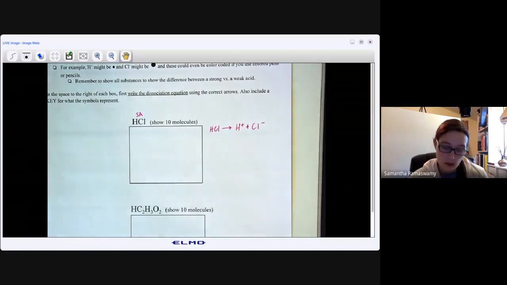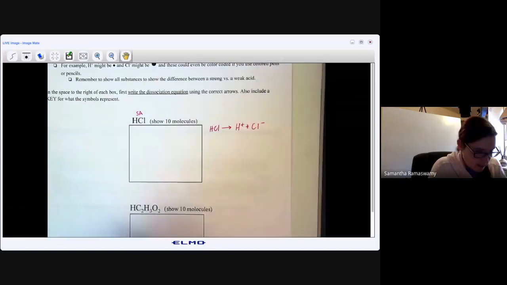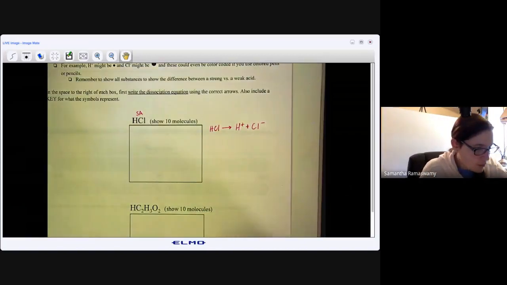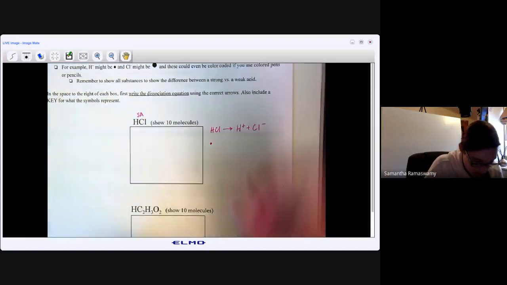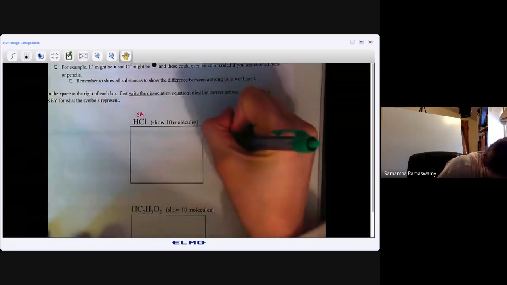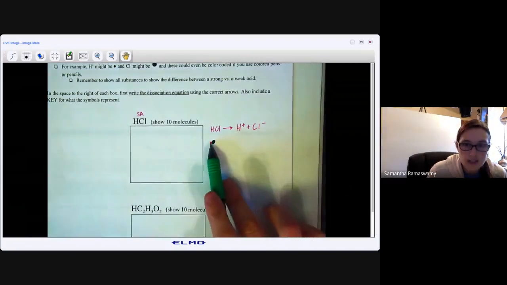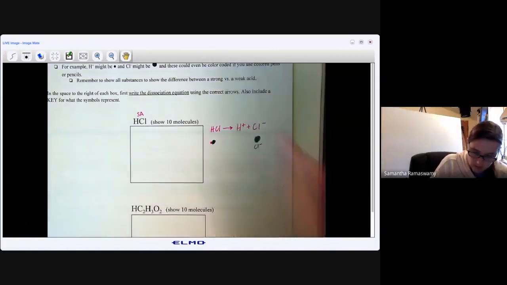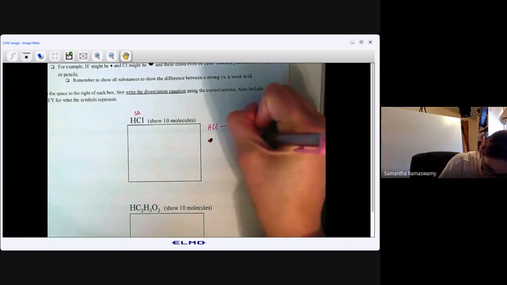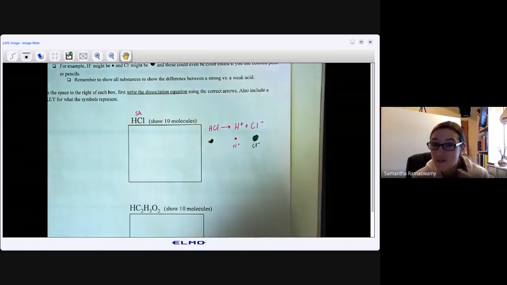So here it says show 10 molecules. I'm going to use different colors here. I'll use this light pink for H plus, and I'm going to use green for Cl minus. So I did H plus as a small pink dot, Cl minus as a larger green dot. This represents Cl minus, and this little one represents H plus. I'm keeping in mind that cations are smaller than anions.